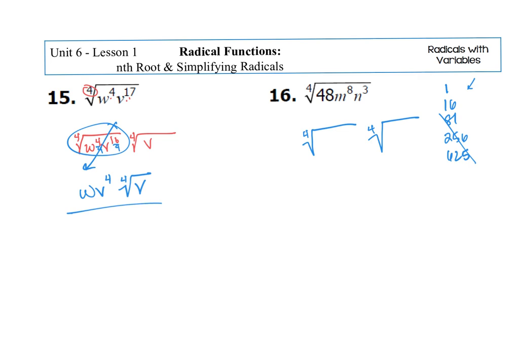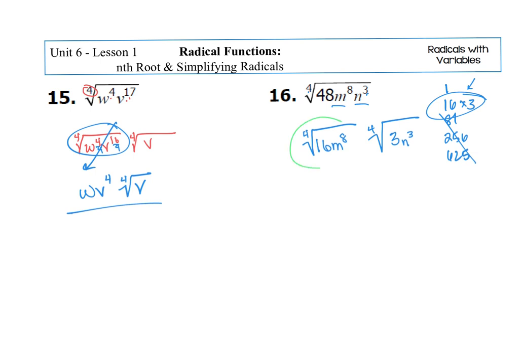So 48 divided by 16 is 3. So we're going to use this. 16 goes in the first house, 3 in the second. Now for my m's, 8 does divide by 4 evenly, so that whole thing goes in my first house. And n cubed, okay, 3 is smaller than 4. We can't change that at all, so the whole thing goes in the second house. There's no part of that we can divide.